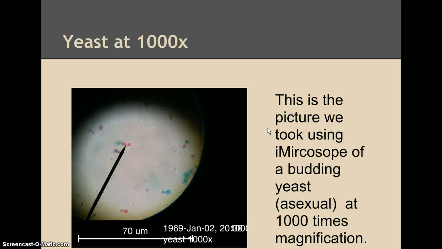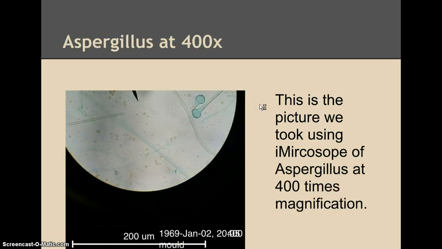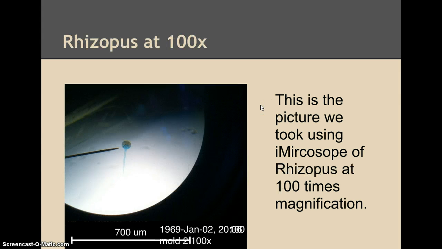So here's an example of a fungus. This is yeast at 1,000 times magnification. Here we saw Aspergillus, which is another type of fungus, at 400 times. Here you can see their heads. Here's I think a pretty good picture of Rhizopus, which again is another fungus, this time only at 100 times magnification.